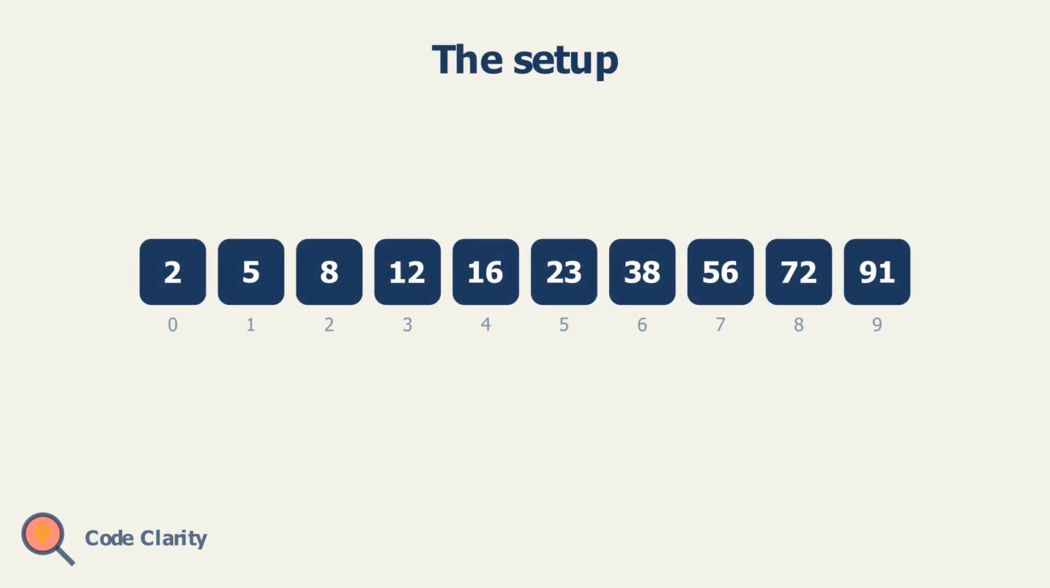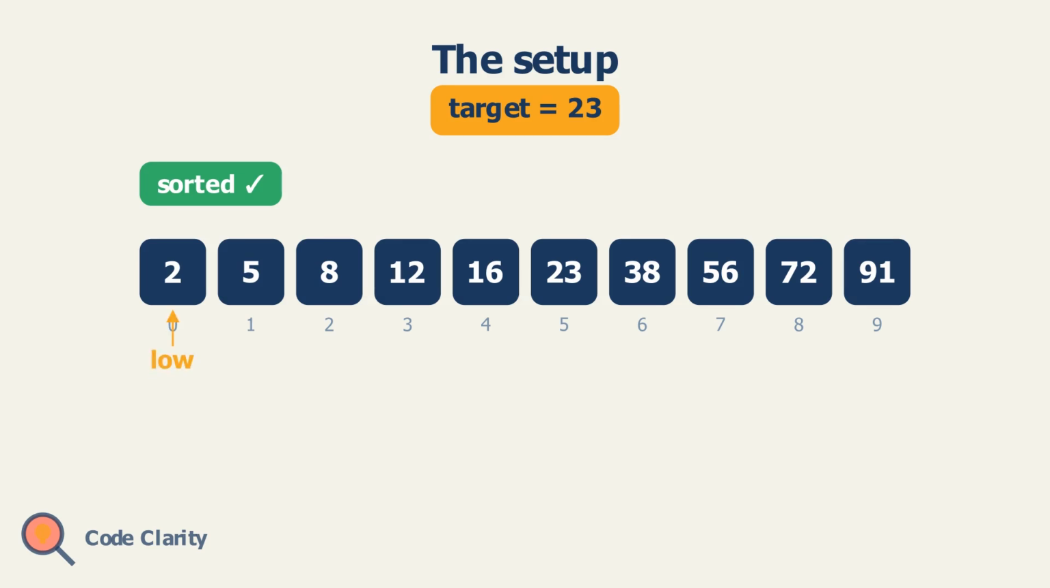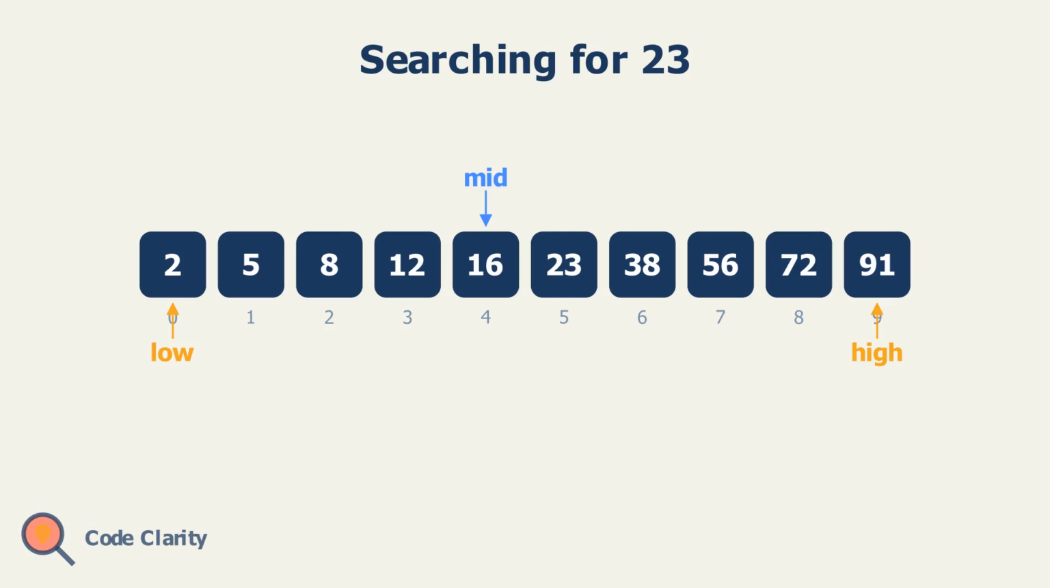Here's a sorted array. We'll use 3 markers. Low starts at the far left, high starts at the far right, and mid sits right in the middle. We're searching for 23. The plan is simple. Look at the middle value. If it's our target, we're done. If our target is bigger, throw away the left half. If it's smaller, throw away the right half. Then repeat. Let's trace it.